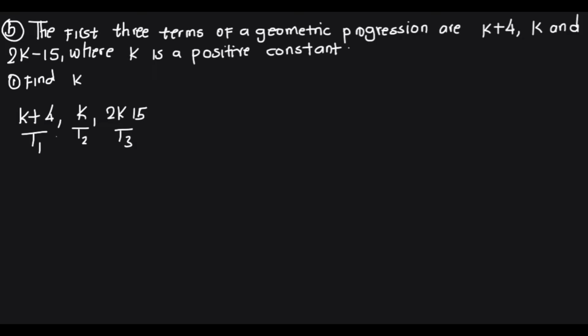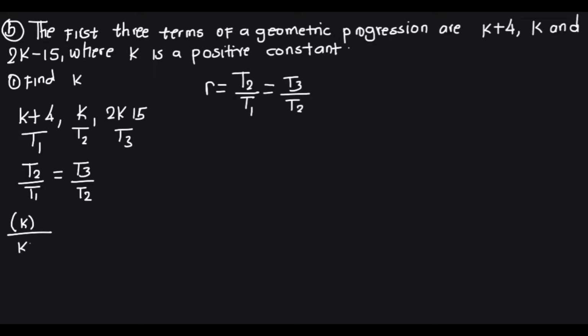So now how do we find the value of k? So let us introduce how to find the common ratio. So common ratio can be found by this formula. Second term divided by first term is also equal to third term over second term. So from there, we are going to now make this formula. Second term divided by first term is equal to third term divided by second term. So we can now substitute our second term. Our second term is just k over first term, we have k plus 4. Then our third term is 2k minus 15 over our second term is just k.